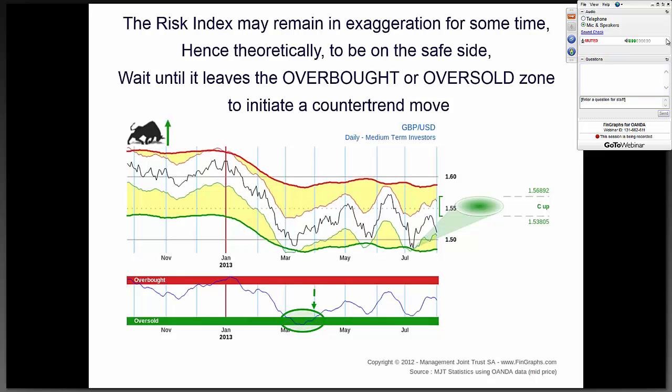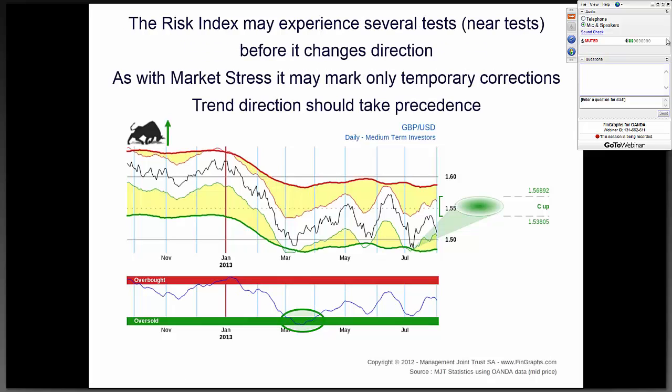The risk index may remain in exaggeration for some time, as with momentum oscillators. Hence, theoretically, to be on the safe side, wait until it leaves the overbought or oversold zone to initiate a counter-trend move. The risk index may experience several tests or near tests before it changes direction. These will trigger a reaction, but possibly won't always turn the trend. As with market stress, it may mark only a temporary correction. Trend directions should take precedence.